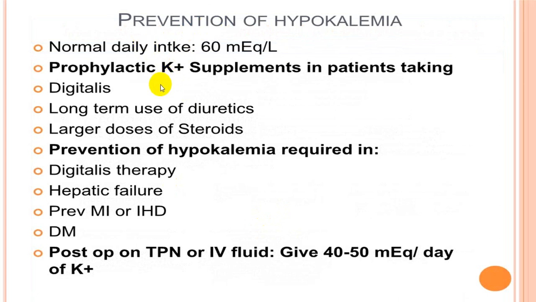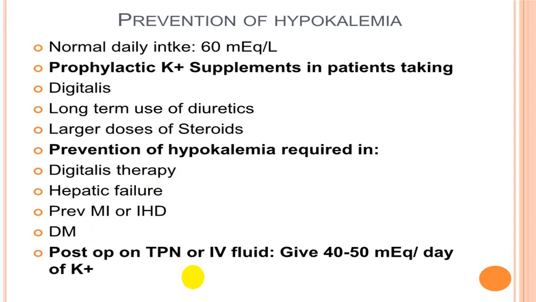Prophylactic potassium supplement should be given to a person who is on digitalis, long-term diuretics, or large doses of steroid, because they are likely to develop hypokalemia. Prevention of hypokalemia is required in persons on digitalis therapy, with liver failure, previous MI, ischemic heart disease, or diabetes mellitus. You should take an adequate quantity of potassium orally.